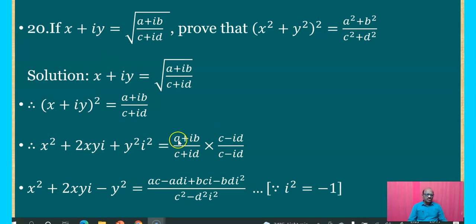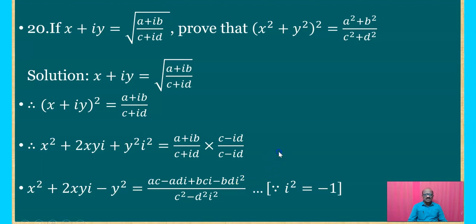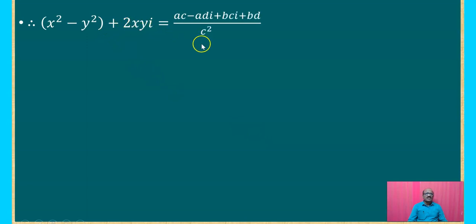The multiplication of these two terms, a plus ib into c minus id: a into c, ac; a into minus id, that is minus adi; ib into c, bci; ib into minus id, that is minus bdi square. i square is minus 1. And the next is substitute the value of i square, that is minus 1.